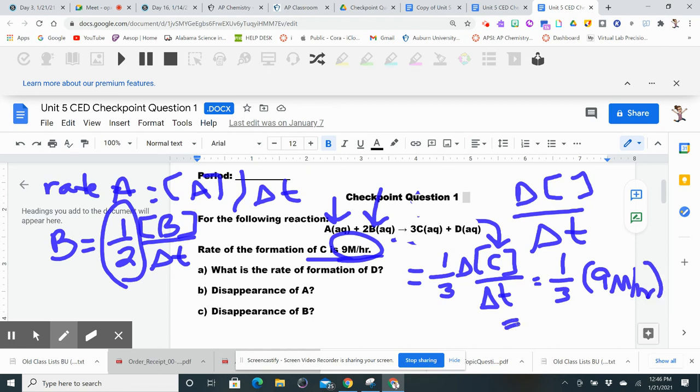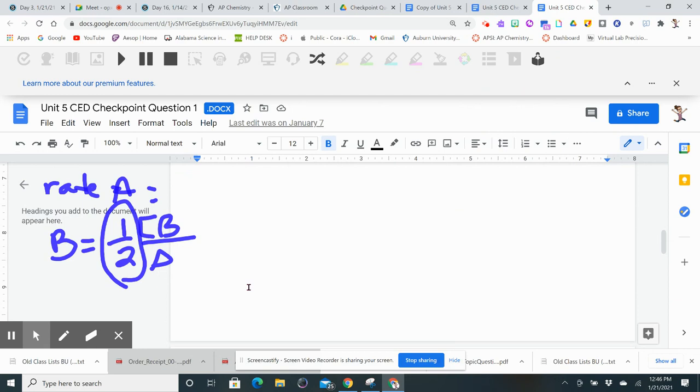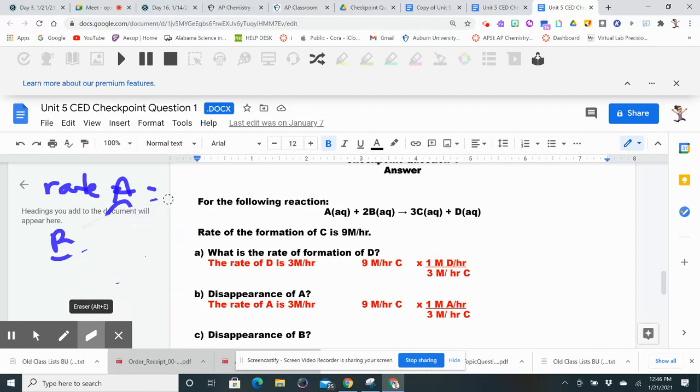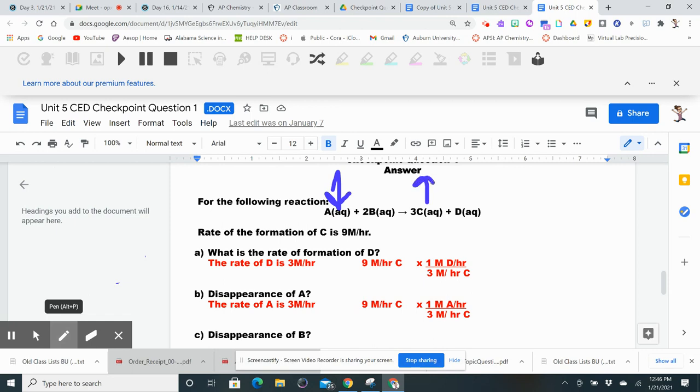They didn't want a rate law. They just wanted the actual rate. And then you would do the same exact thing for the other ones, but you would just be setting it up a little bit differently. So the disappearance of A, it's the same equation. The disappearance of A is just going to be the same thing because A is going down 1/3 as fast as C is forming. C forms 3 times faster than A goes away.